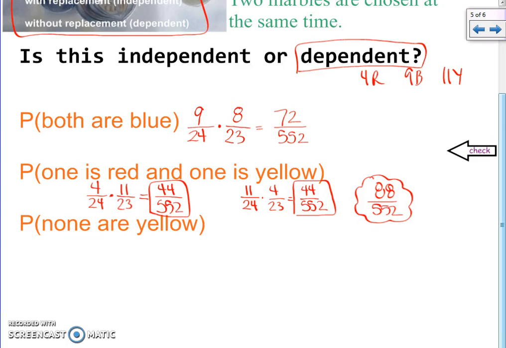Okay, sometimes I'm going to tell you the order specifically and you don't have to check both cases. Okay, what's the probability that the first one is blue and the second one is red? Then you just have to check that one. But if I don't tell you in order, you have to do both situations.